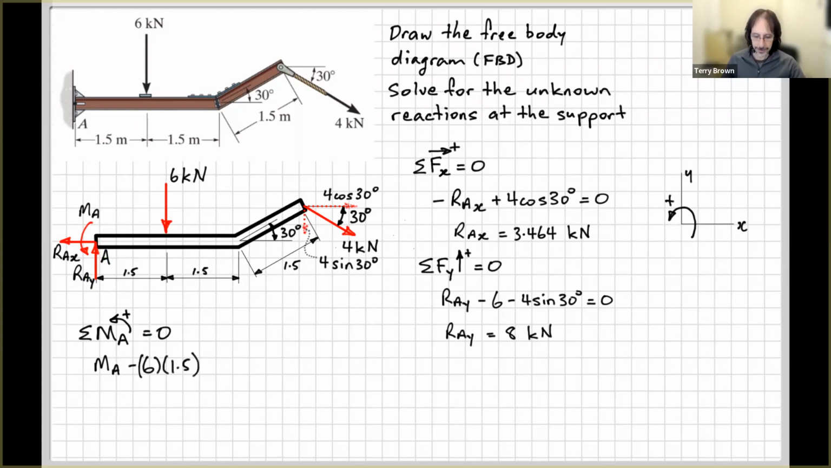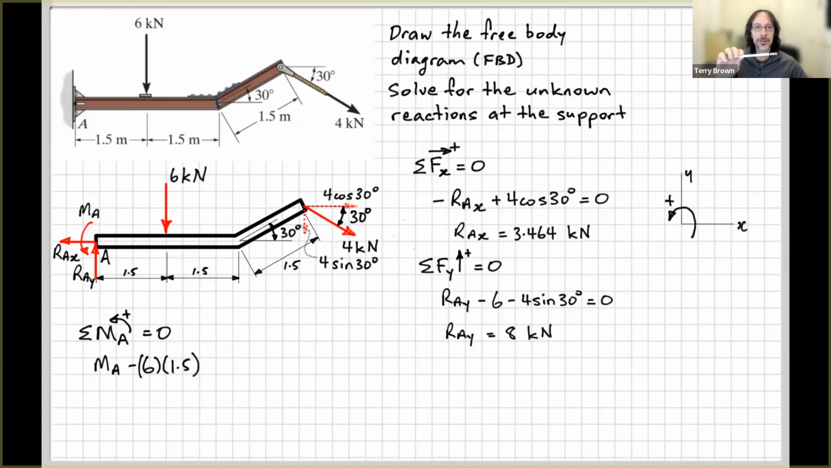So the next one is the 6 kilonewton force up here. That's acting at a perpendicular distance from A, 1.5 meters. And I think you can see that that will be tending to rotate that beam clockwise about point A. So if I hold it at A here, push down, that will tend to rotate in a clockwise direction. And if you're not sure, just do what I've done here.